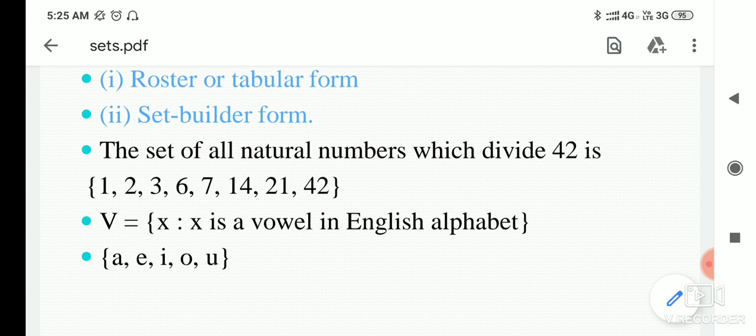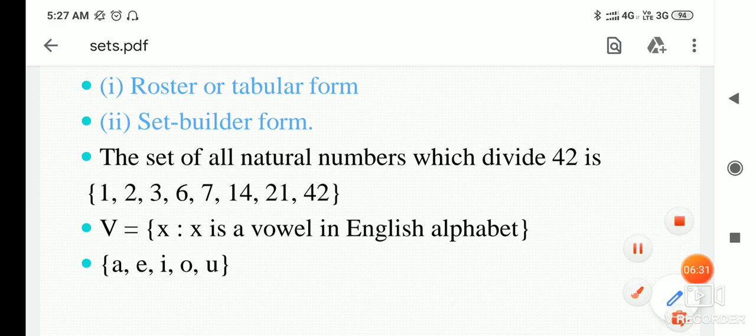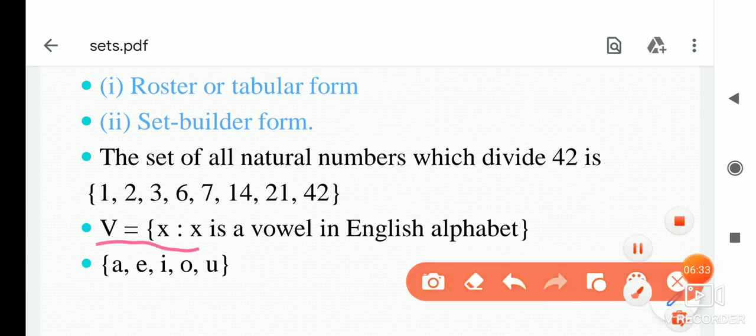So this is again a finite set. How to read this set V, we will be seeing that in the next example. Just remember, this is one of the ways of representing a set. So friends, how will you read the set V? Let's see. Whenever you have this form of representation, we will see how to read that one.